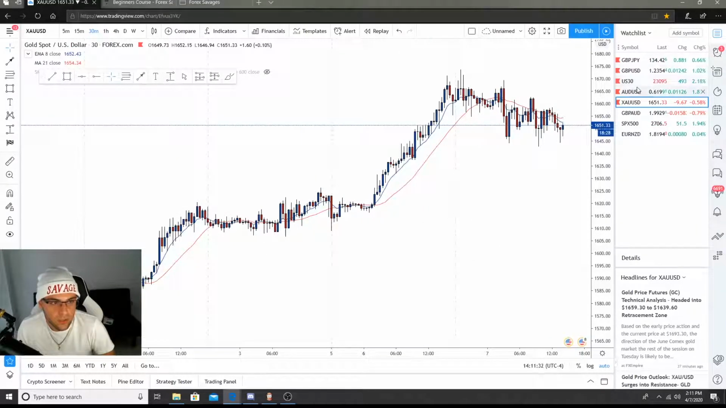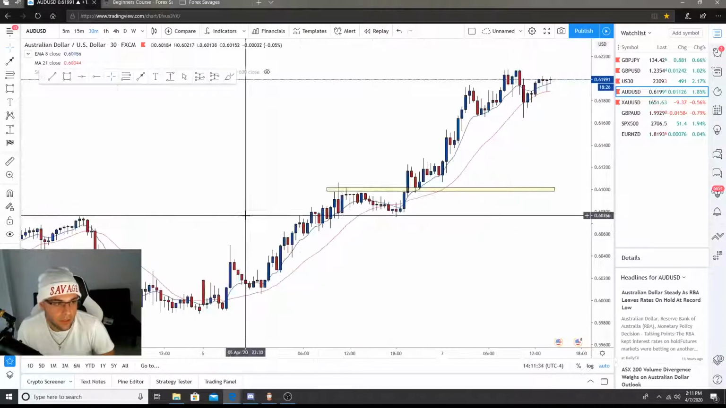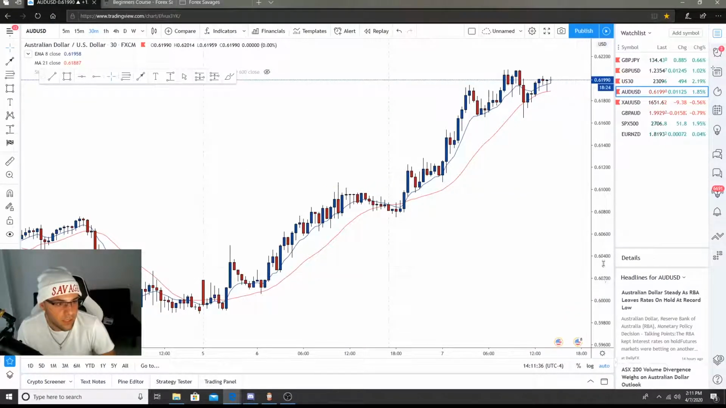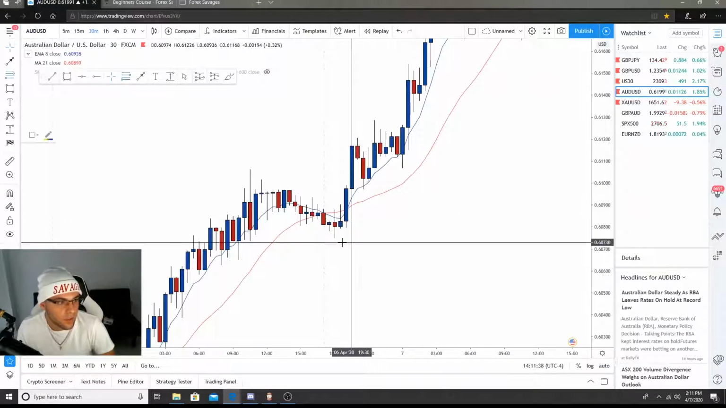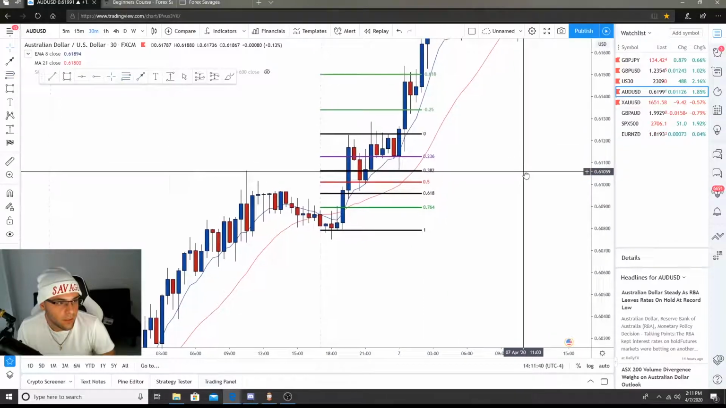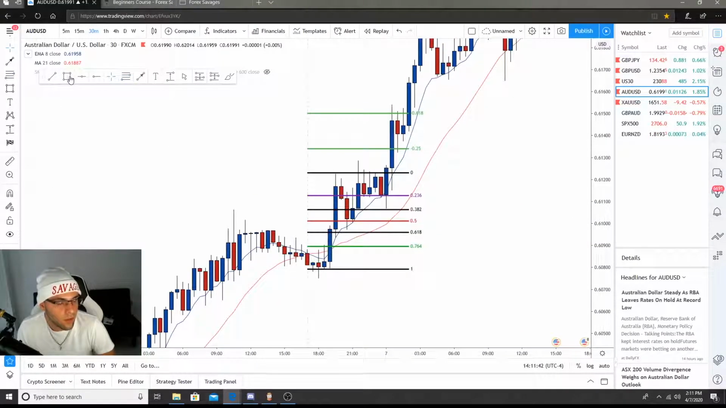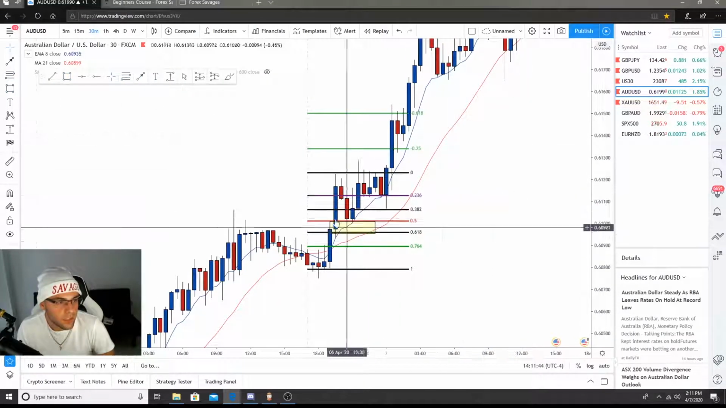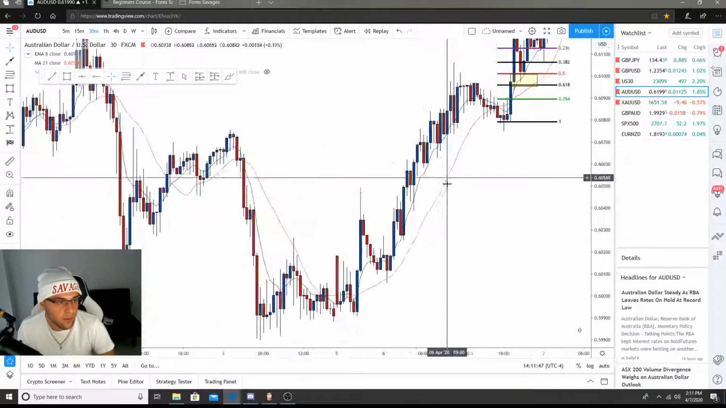Basically, let's go to Australian dollar. This is a nice little setup. Look at that. Market structure being broken to the upside. Golden zone. Boom. You guys see? Came back down, came right back up.